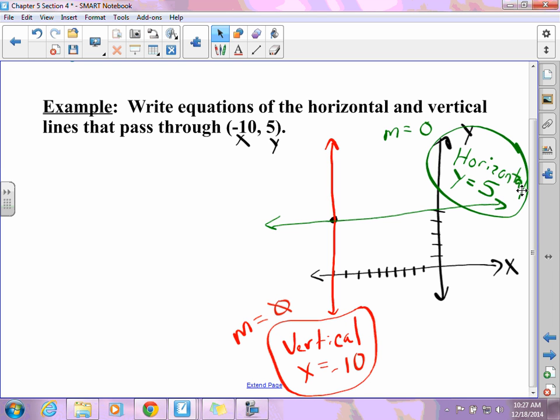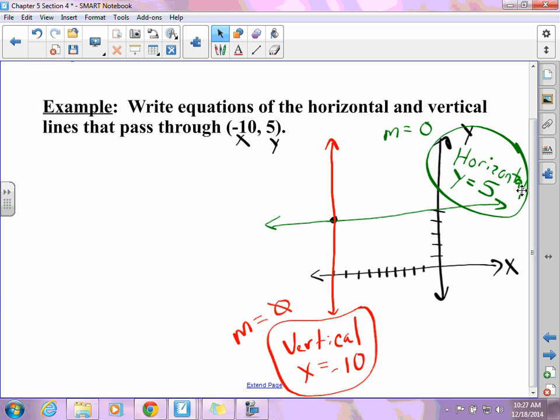Questions? So both of those are m. You have m equals 0 and m is undefined. That's the slope. Right. And you need to know that. They're not asking you for that, but you need to know that. Okay? All right, let's move on.